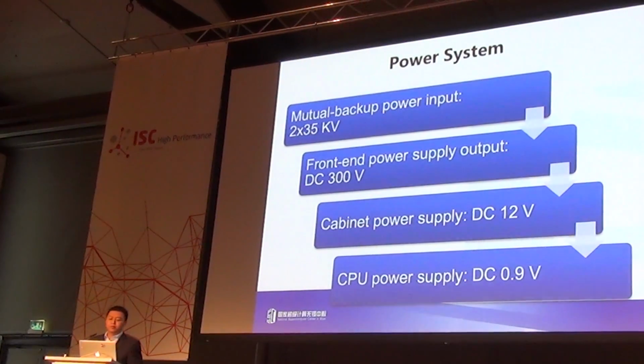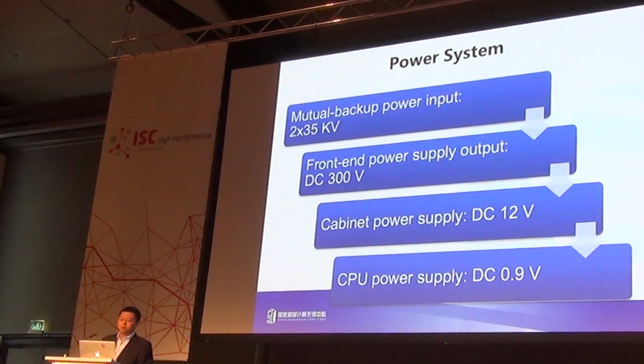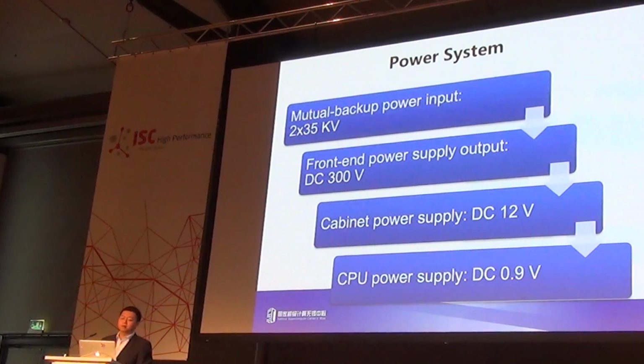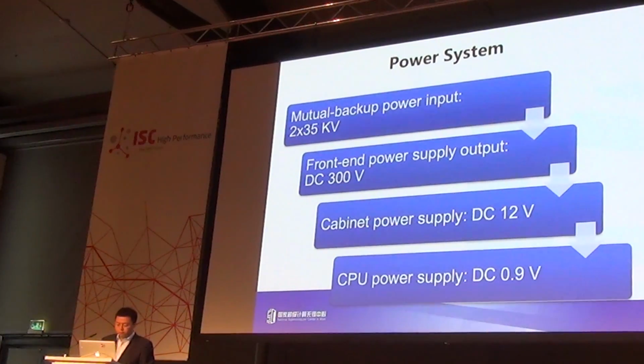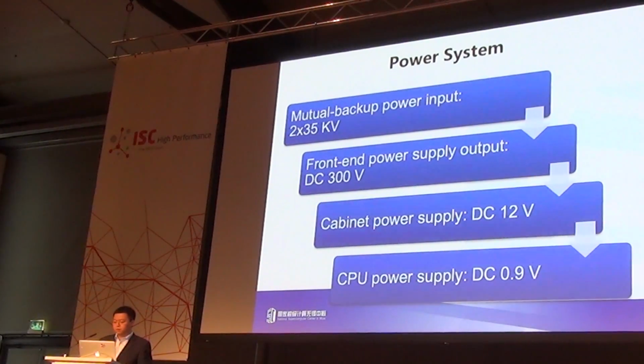This slide shows the power system of Sunway TaihuLight. So we have a mutual backup power input of 2 by 35 kilowatts. But when the power goes inside the system, it is converted into DC mode. So for the front end, it's converted into DC 300 watts. And then when it goes to the cabinet, it's converted into 12 volts. For the CPU, it's converted into 0.9 watts. So by using the DC mode directly for the supercomputer, we achieve a much better power efficiency for the system.